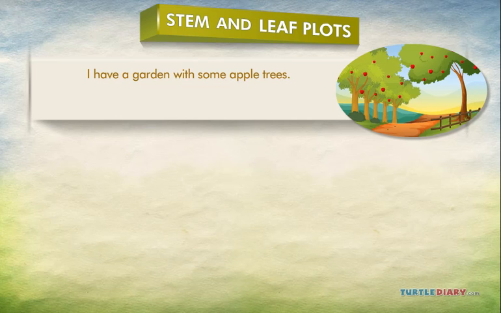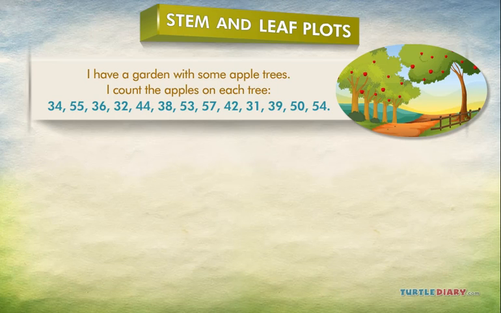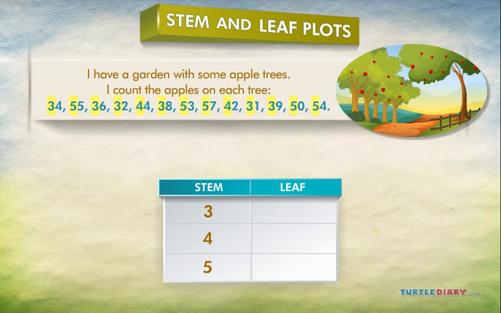Let's say I have a garden with some apple trees. I count the apples on each tree and write down the following data. In this case, I can use the digits in the tens place of each number, 3, 4, and 5, to make my categories or stems. Then, I can fill in the leaves with the last digit of each number.